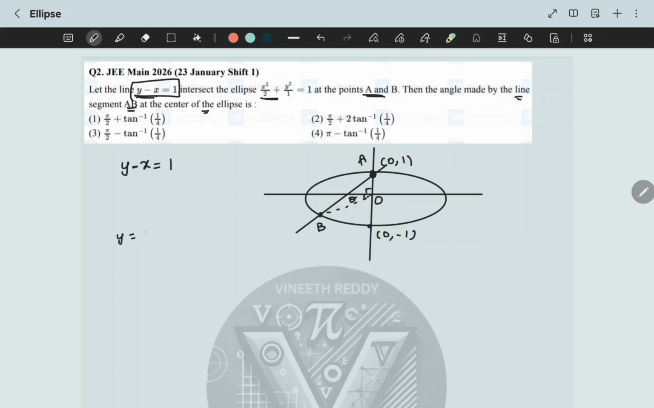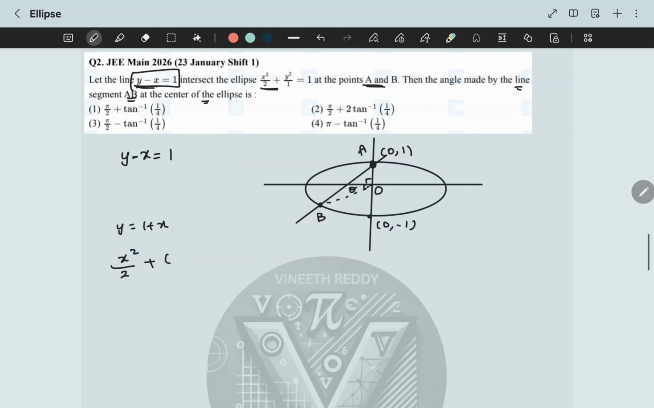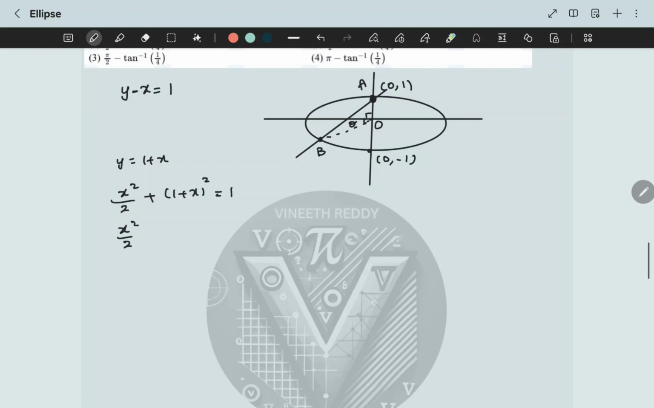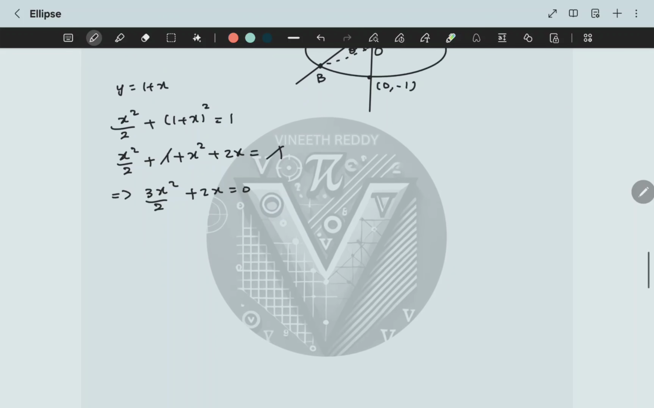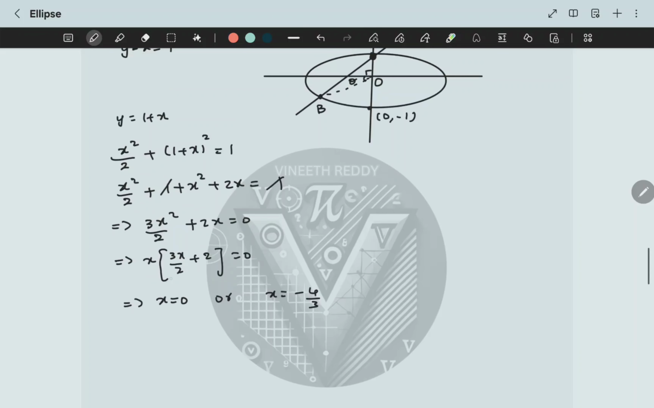To get point B, let us say y is equal to 1 plus x. Now let us substitute that in the equation of the ellipse, because it is intersecting the ellipse at 2 points. Instead of y, I can write (1 plus x) whole square, that is equal to 1. So we can now write x square by 2 plus 1 plus x square plus 2x is equal to 1. And cancel this, we get 3x square by 2 plus 2x equals 0. Now I think we can definitely take x common. We get x times (3x by 2 plus 2) equals 0. That means either x is 0 or x is equal to, I think, minus 4 divided by 3 from this.